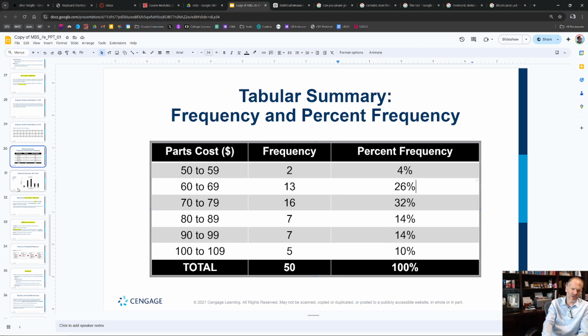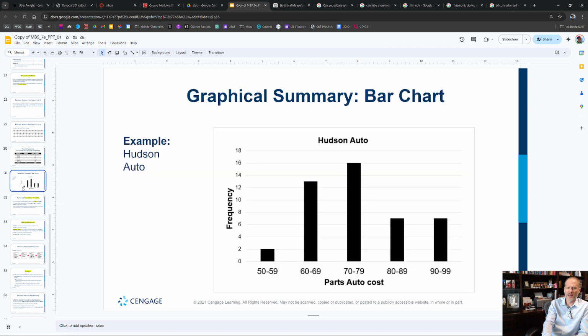And this is descriptive statistics. It's giving us a description of what the cost of parts is based upon our sample of 50 customers coming into the auto shop for a tune-up. And so here's a graphical summary. This is descriptive statistics, right?